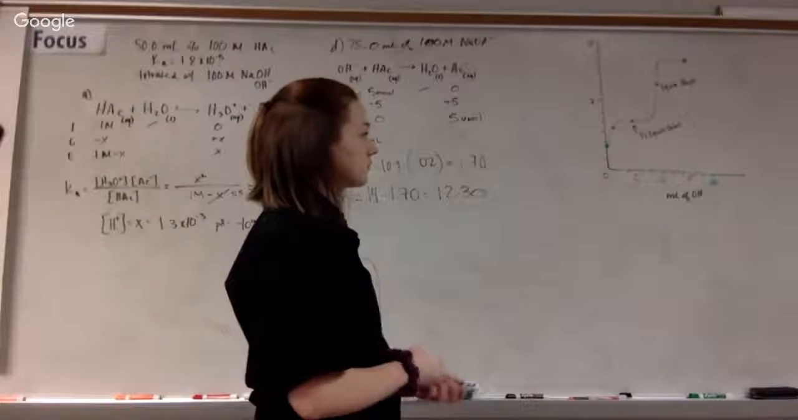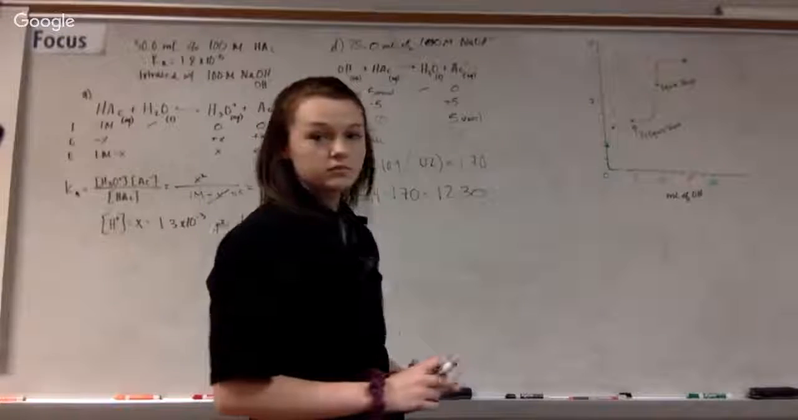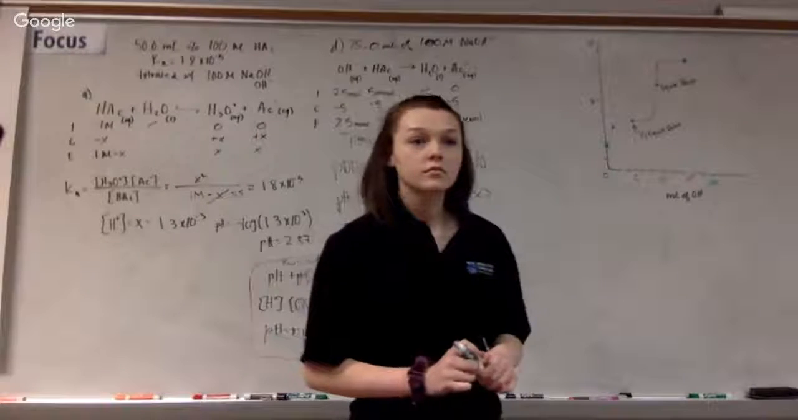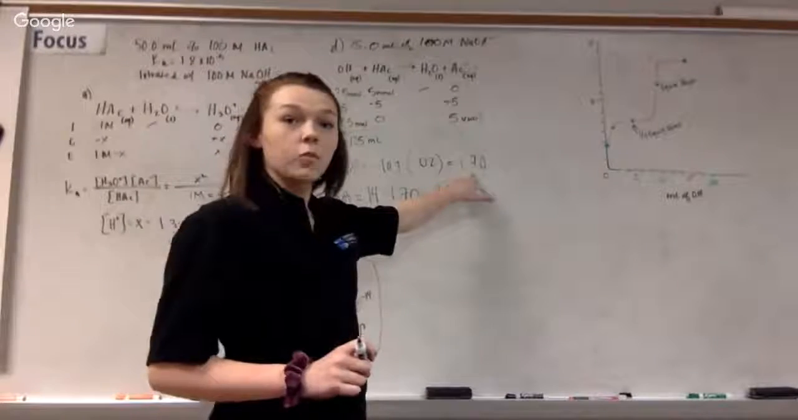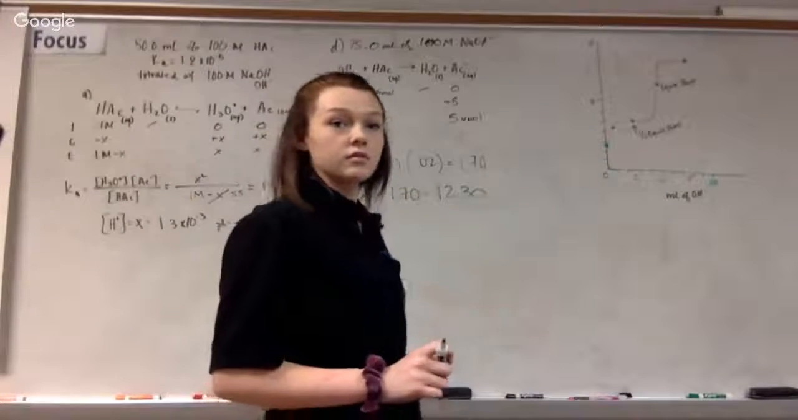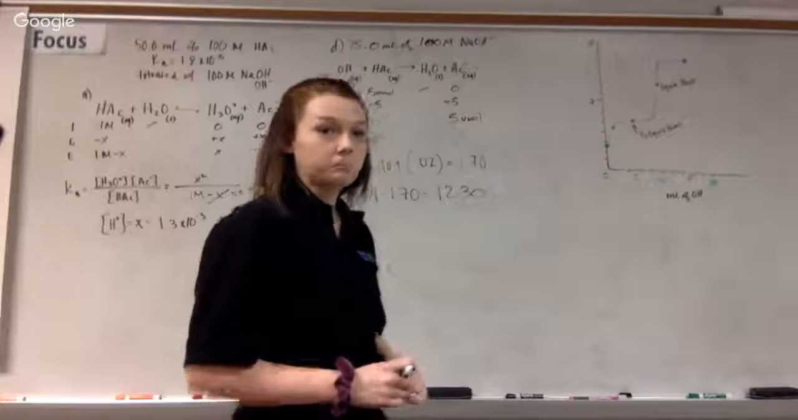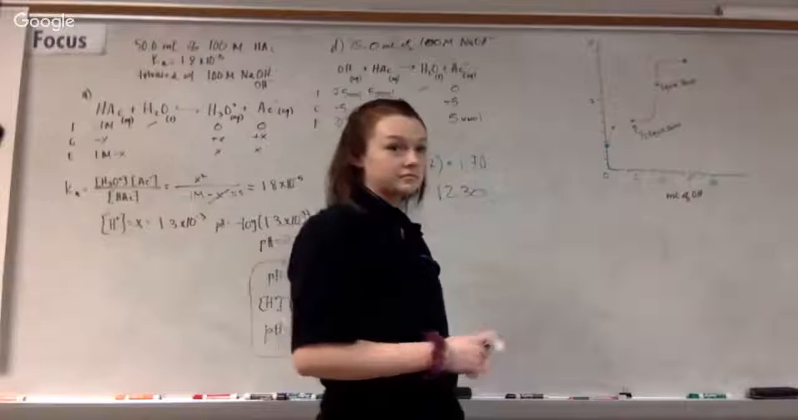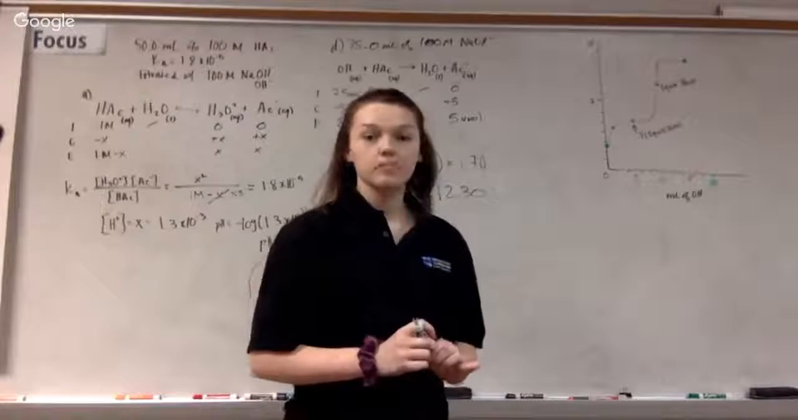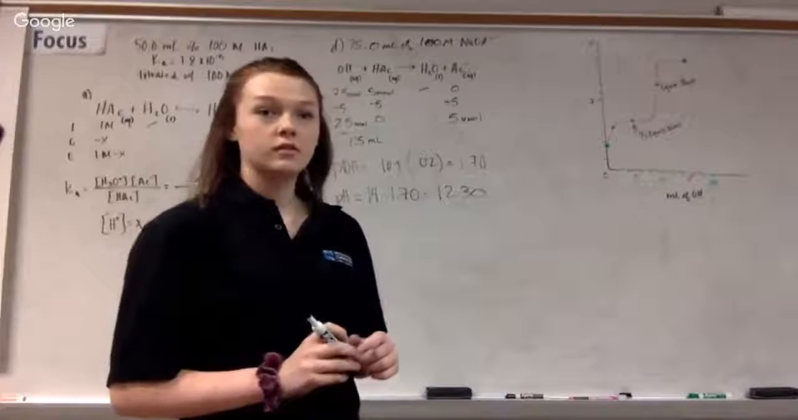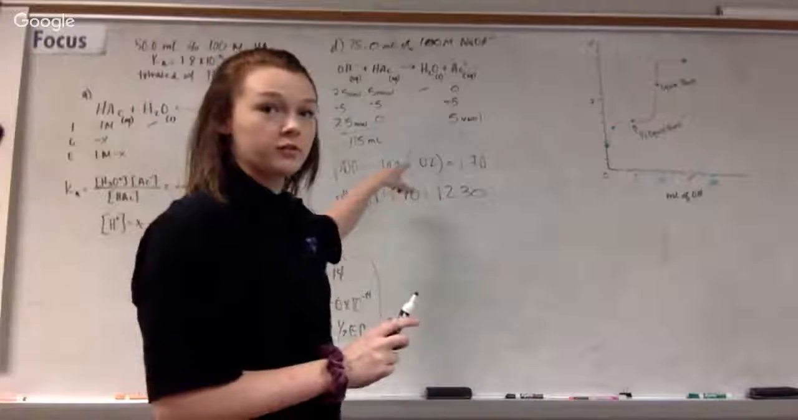This may not seem like that enormous a piece of information, but it is, because if you know how much you've added to get to your equivalence point, you can always divide it by 2 to get to your half. Or if I tell you it took 25 milliliters to get to my half equivalence point, I know I have to get to 50 milliliters to reach my equivalence point. Any questions so far?